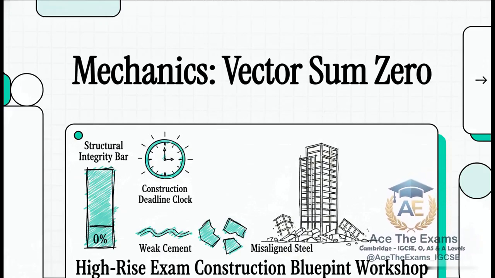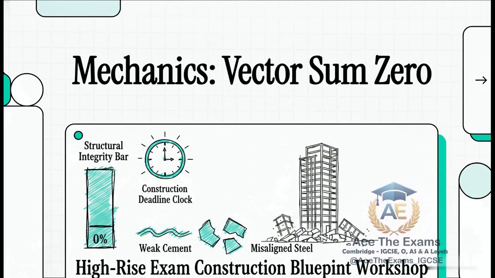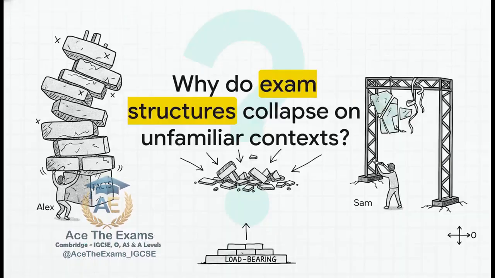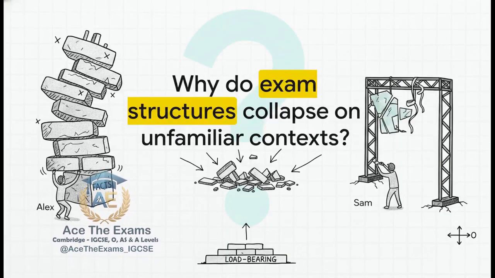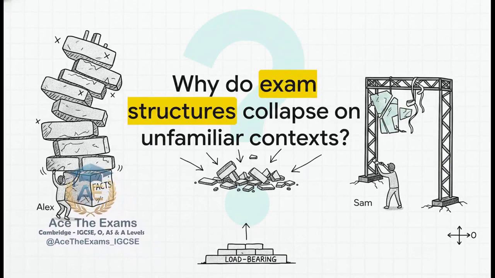Today, we are going to dive deep into this. We are going to fundamentally change how you engineer your answers, step by step, so that your exam structure is absolutely unshakable. To truly understand why these academic structures collapse so frequently, we need to take a hard look at the workforce on the ground.